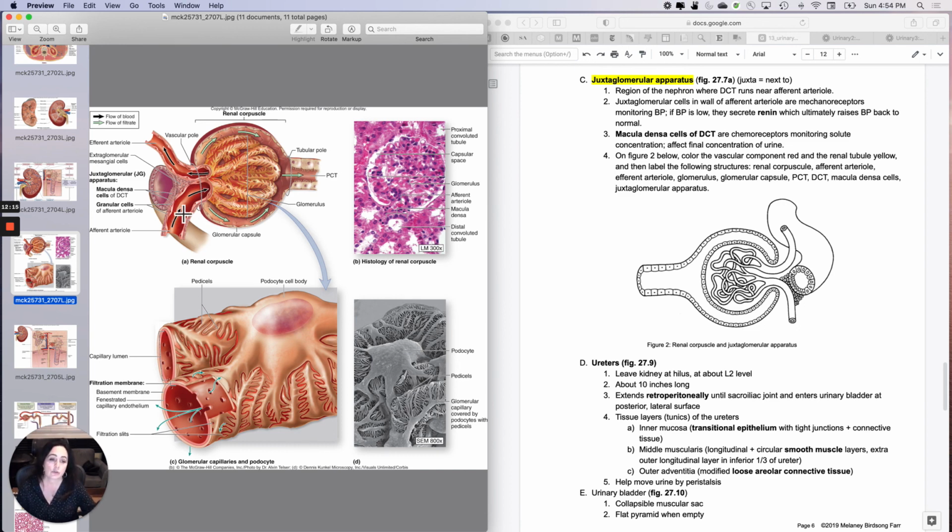Now, you should be able to label them here. The only thing I don't like about this figure is that the afferent arteriole and the efferent arteriole are not different widths or diameters, but remember that the distal convoluted tubule actually snuggles up to the afferent. So that's got to be the afferent arteriole, and that's got to be the efferent arteriole. So you can do all of that labeling right there.